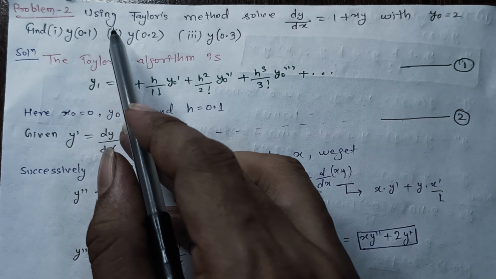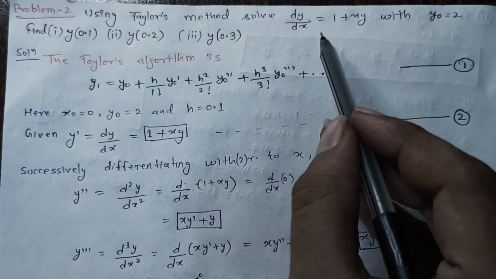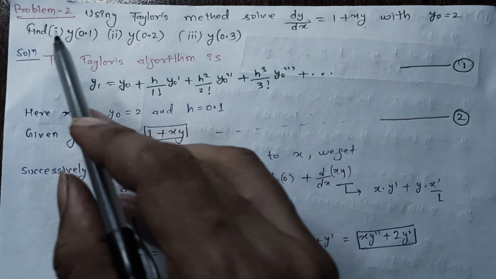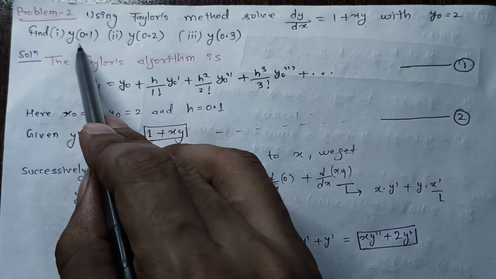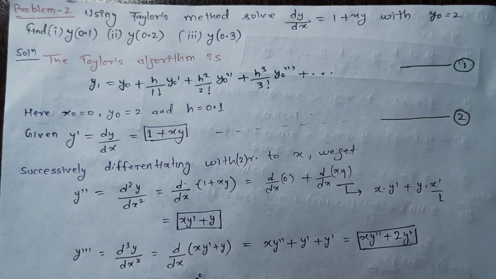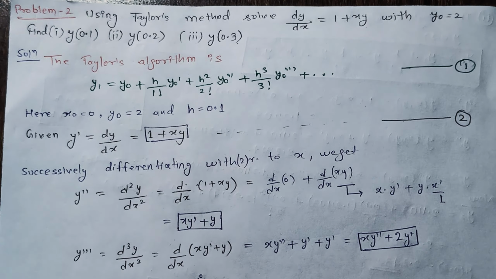In the second problem, using Taylor's method, solve dy/dx = 1 + xy with y0 = 2, and find the first one, that is y(0.1), then y(0.2), y(0.3). So let's go.